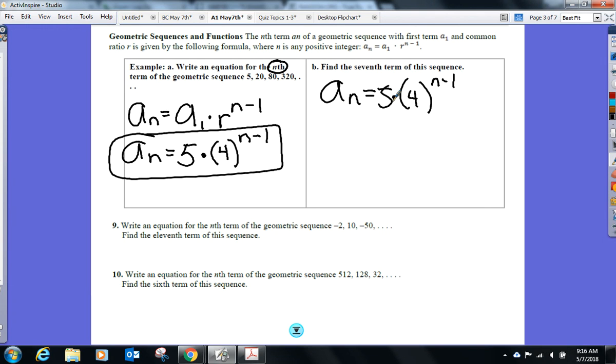Okay, everyone ready? Watch. What's that symbol mean right there? A7. The 7th term is equal to 5 times 4. What are we plugging in for this n? Same one you plugged in over there. 7 minus 1. And there you go. I'm not calculating that for you.